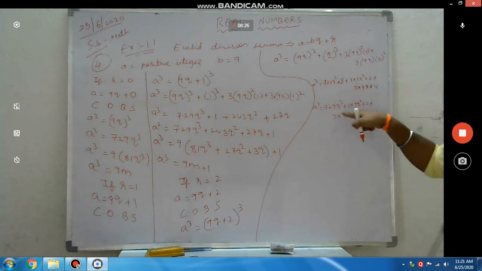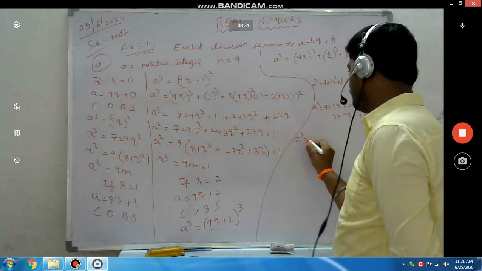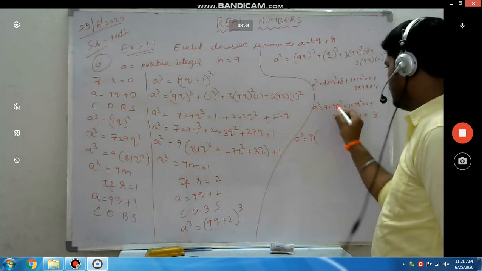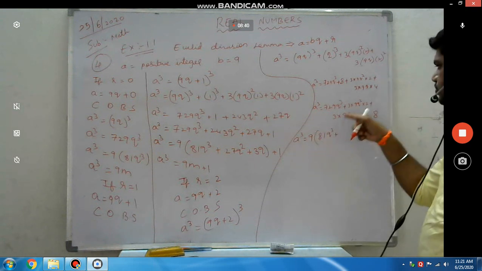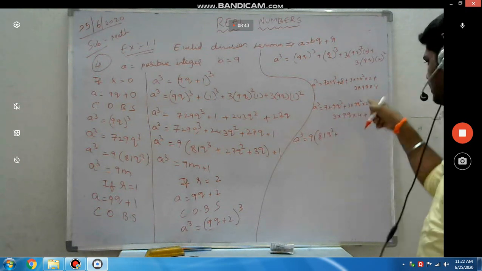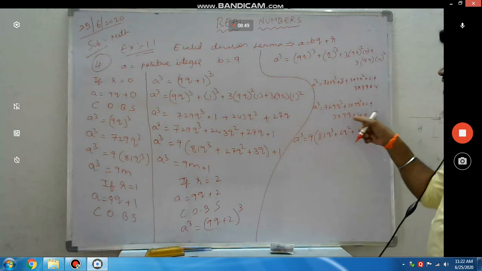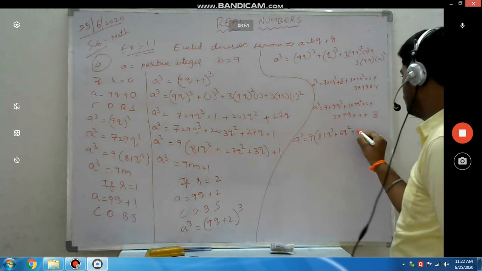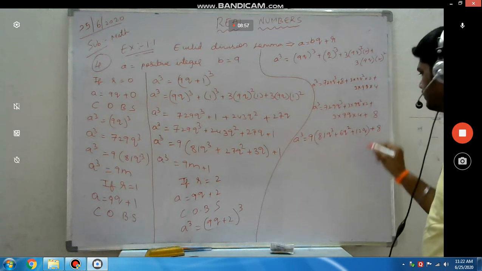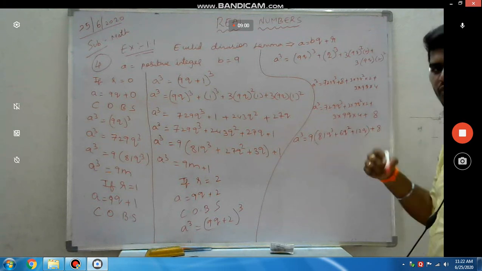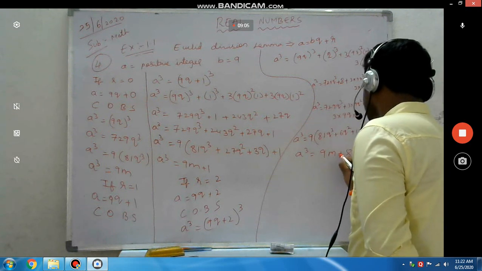If I observe these three terms, from them I can take 9 common. So I am taking 9 common. a cube is equal to 9 times, if I take it common, what do I get? 81 q cube plus, 9 came outside, so what will be here? 3 into 2, three 2s are 6, and q square: 6q square plus, 9 came outside, so what is left over? 3 into 4, 12, and q: 12q. From this 8 we cannot take 9 common, so it stays as 8. I am replacing the total expression in the bracket with a new letter, m. So a cube is equal to 9m plus 8.